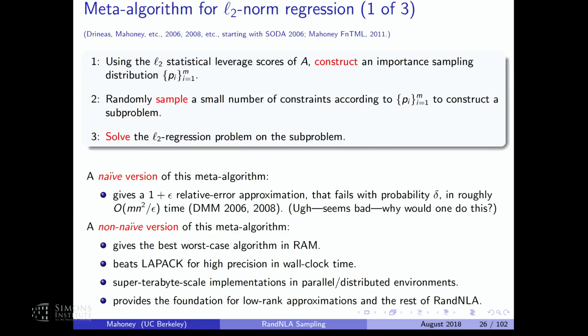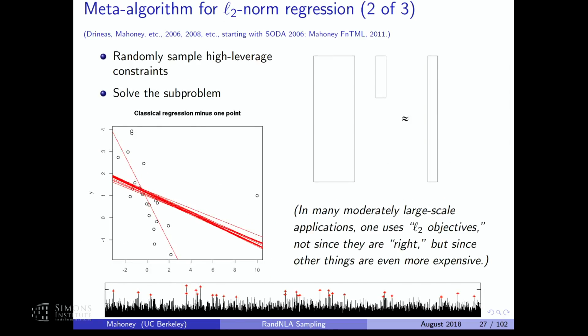I like this result because it's a core of a lot of things, but it gives you worse than the exact answer. It may fail with some probability delta, and its running time is worse. So that doesn't seem to suggest much for it, but in fact, all of those can be taken care of. So a non-naive version, as I said, is the best worst case algorithm and good for all sorts of other things. So let's understand what's going on here.